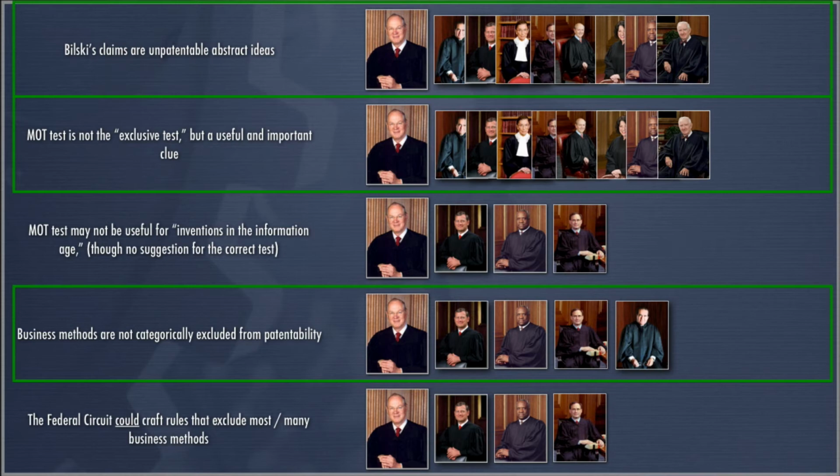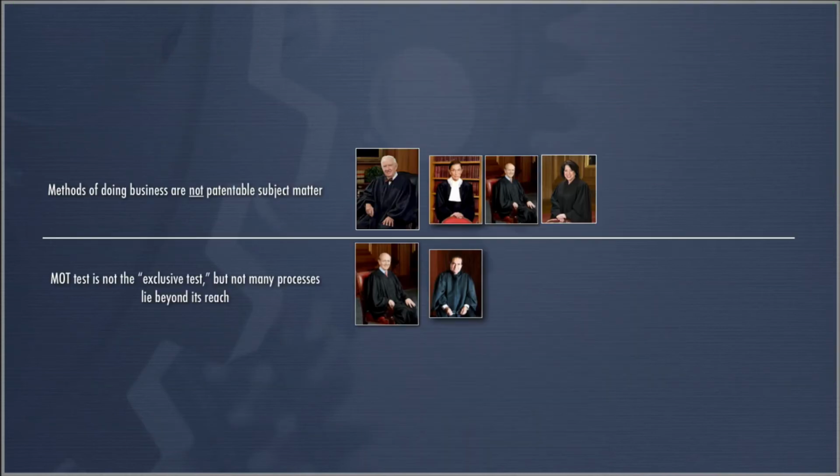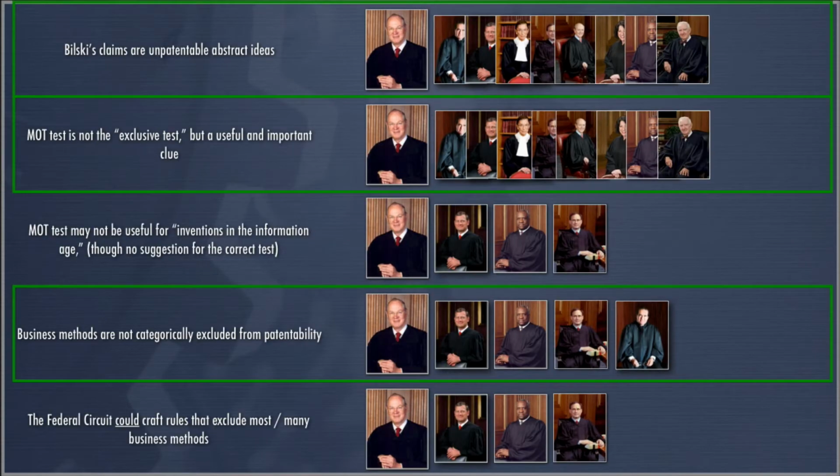And then there's, again, 5 votes for the idea that business methods are not categorically excluded from patentability. Okay, business methods are not categorically excluded. However, he gets 4 votes. Justice Scalia drops off this part for the idea that the Federal Circuit could, if it wanted to, craft jurisprudential rules that exclude most or many business methods, right? And then there's a couple of alternative opinions, right? So methods of doing business are not patentable subject matter gets 4 votes. So note that's a 5-4 decision. Business methods are not categorically excluded, but that's 5-4, right?